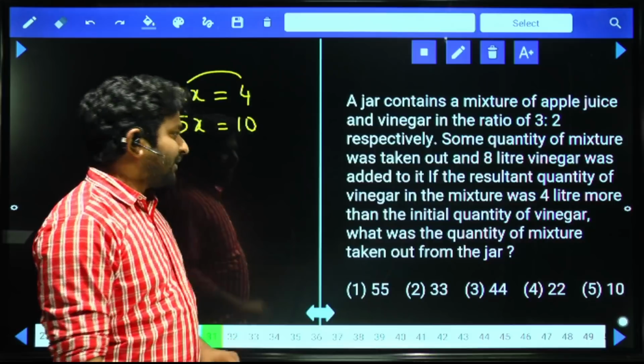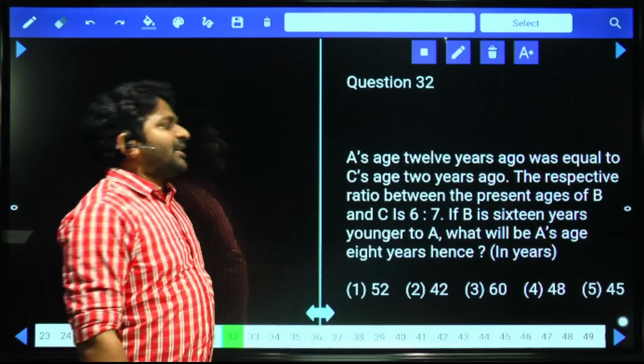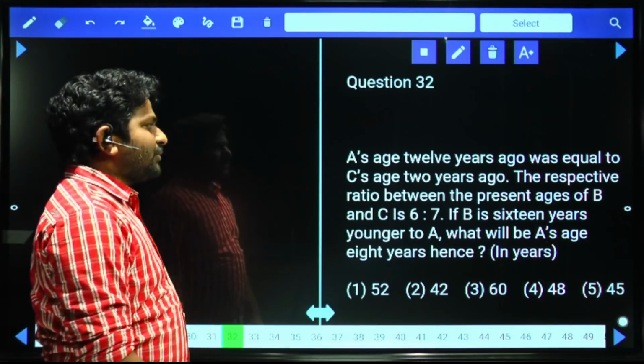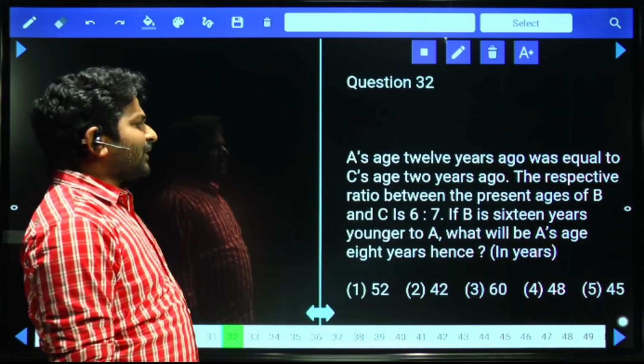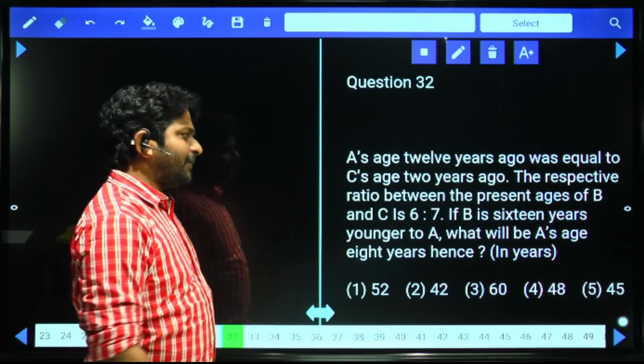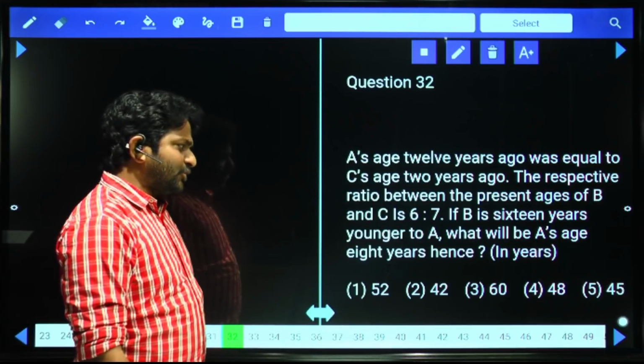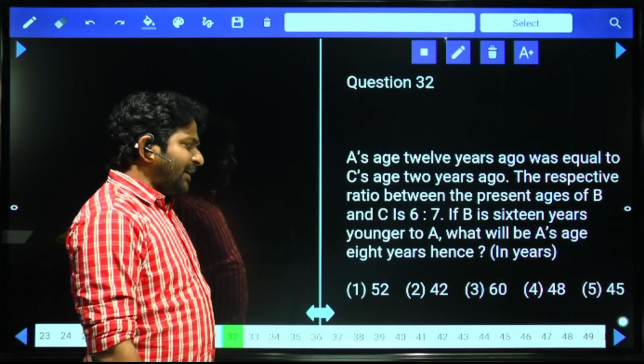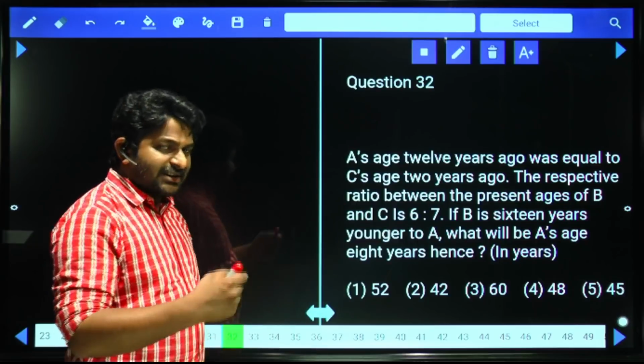Direct answer. Next: A's age 12 years ago was equal to C's age 2 years ago. The respective ratio between the present age of B and C is 6:7. B is 16 years younger than A. What will be A's age 8 years hence? 8 years hence means after 8 years.